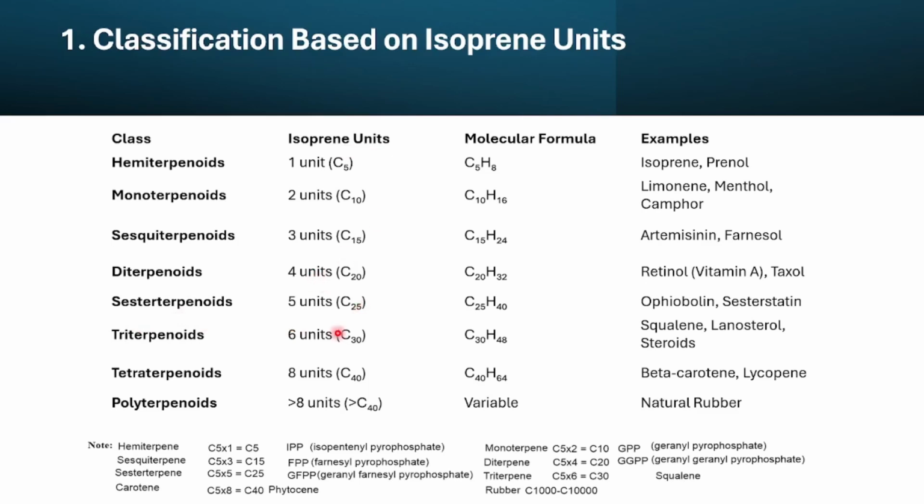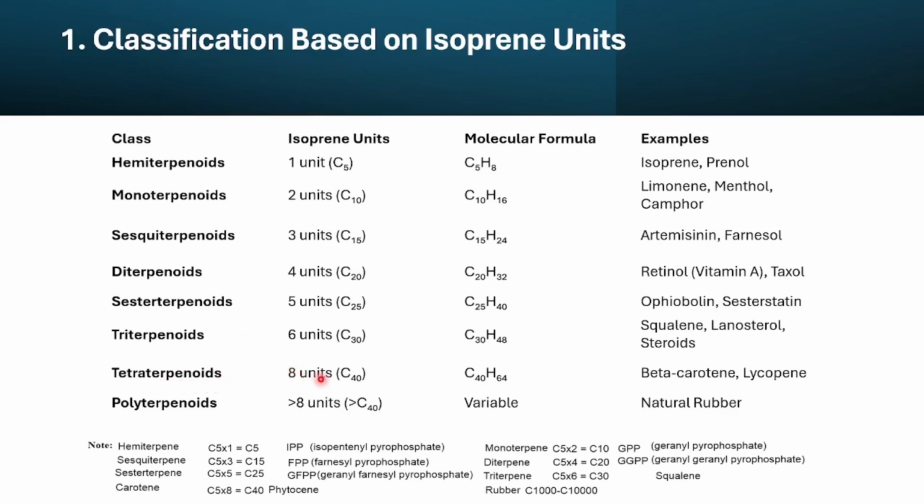Sesterterpenoids, when 5 units combine to form a molecular formula C25H40, and the examples are ophiobolin and sesterstatin. Triterpenoids, when 6 units of isoprene combine to form a molecular formula C30H48. Examples of triterpenoids are squalene, lanosterol, and steroids.